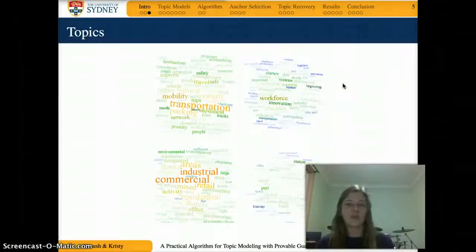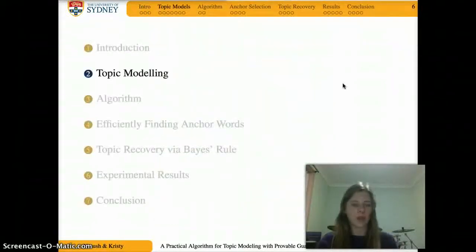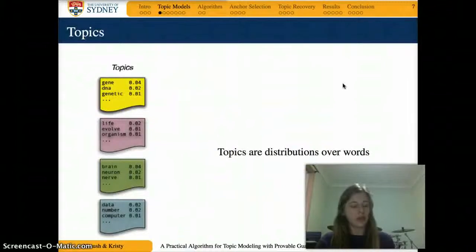So we've got these topics, and it's kind of hard to define them and work out what, mathematically, they are. They're more intuitive for a person, but computers work on maths, so it's kind of difficult. So, topic modeling. What this task does is it defines topics as probability distributions over words.